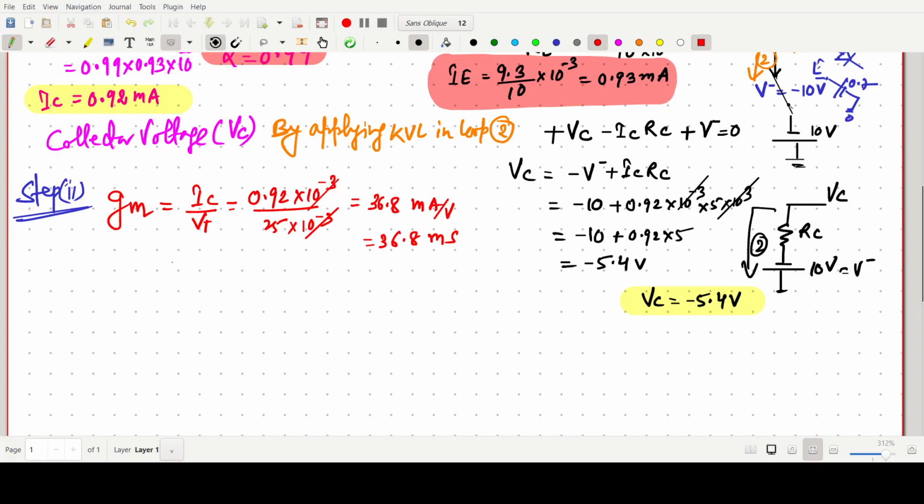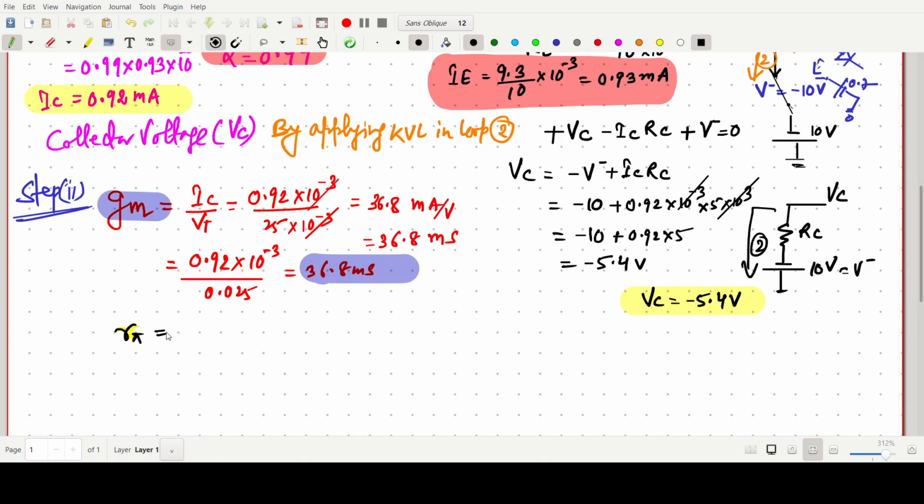Or one can do it like this: 0.92 into 10 to the power minus 3, and this one is 0.025. If you solve this one, the same thing will come, 36.8 milliSiemens. So this Gm value is 36.8 milliSiemens. Okay, now we have to find other important ones like r pi.